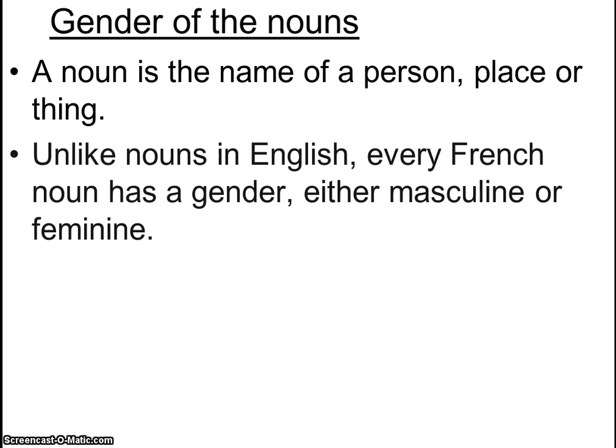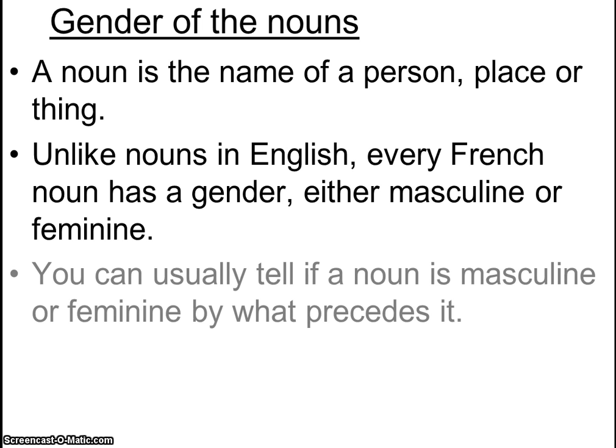Unlike in English, every French noun has a gender. It could be either masculine or feminine. In English we just say the book or a book, it doesn't matter. The noun does not have a gender. If you speak Spanish, for example, you say el or la. French is pretty much like Spanish. In English, you don't have any gender.